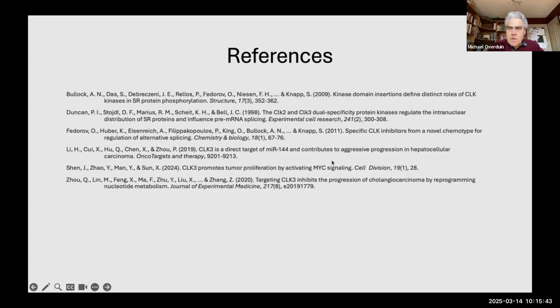That's great, Alison. There's a question in the chat space from Caitlin. Is there a possibility that CLK3 could be investigated as an oncogene in other types of cancer?